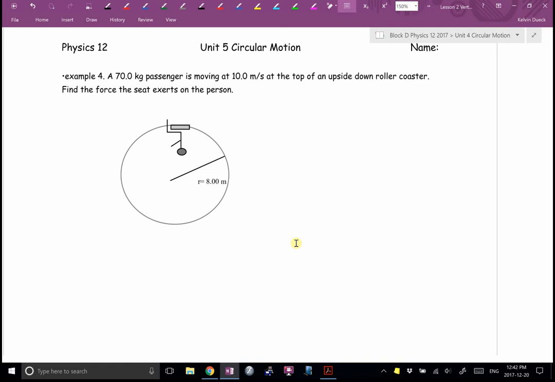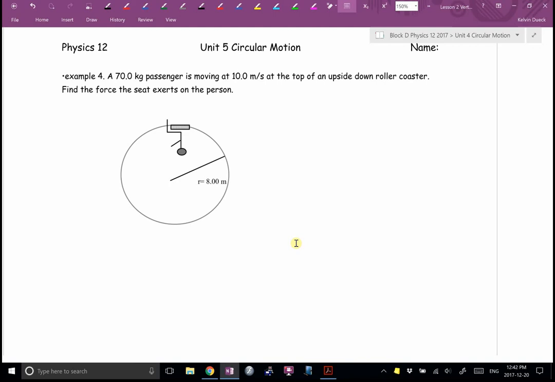So this question here says this. A 70-kilogram passenger is moving at 10 meters per second at the top of an upside-down roller coaster. Find the force the seat exerts on the person. What force am I really asking you to find? What's another word for the force that the seat exerts? Okay, so in this question, I'm giving you the speed and saying find the normal force. I would have no problem giving you the normal force and saying find the speed.